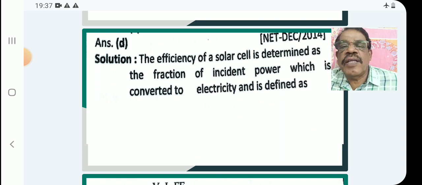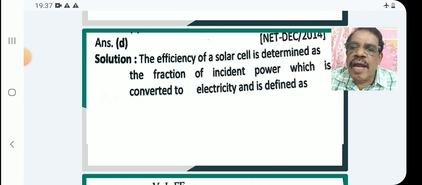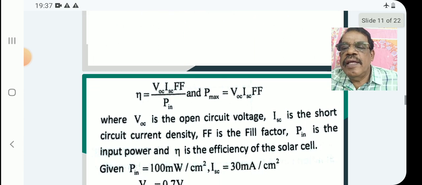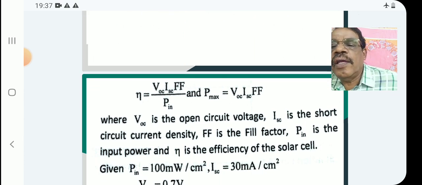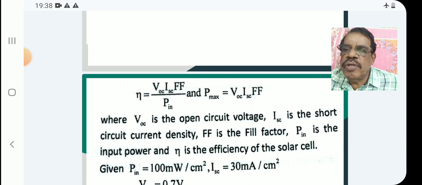The efficiency of a solar cell is determined as the fraction of the incident power which is converted into electricity, and is defined as follows. So we measure efficiency as a fraction of the input power. The equation is eta equals V I into FF, fill factor, by P in. VOC, V is the open circuit voltage. ISC is the short circuit current. You simply remember VI: if short circuited there will be current, and if open circuit the current will be zero.